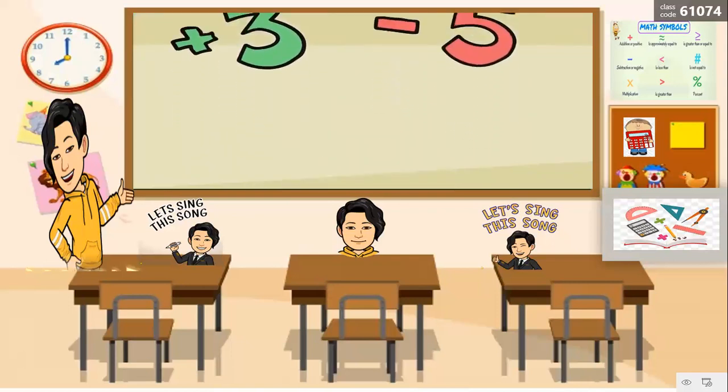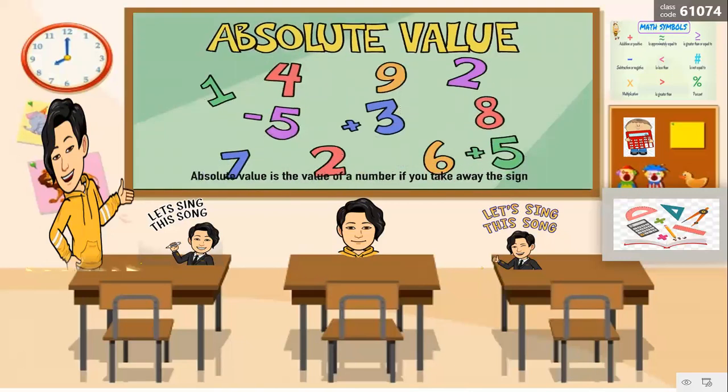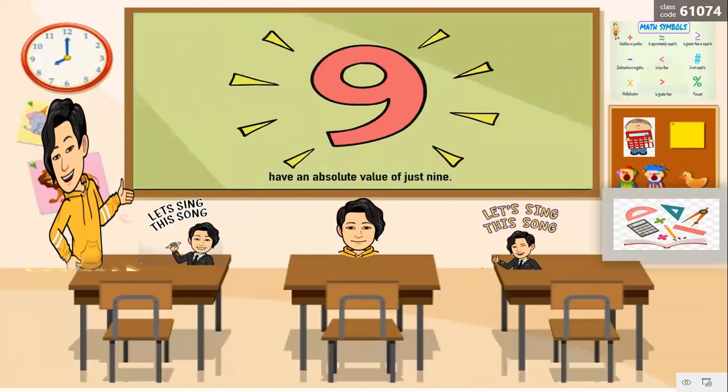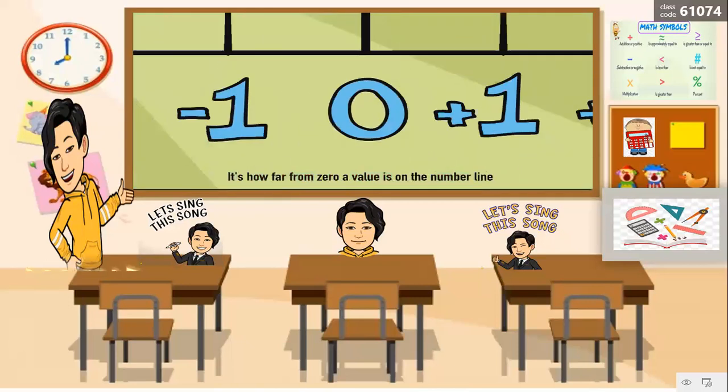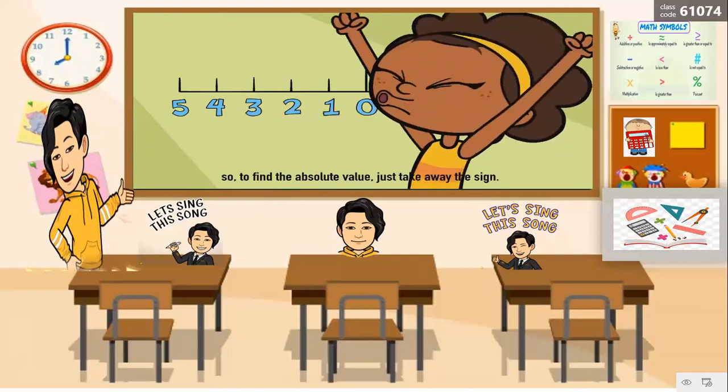Oh yeah. Absolute value is the value of the number if you took away the sign. For example, both 9 and -9 have an absolute value of just 9. It's how far from 0 a value is on the number line. So to find the absolute value, just take away the sign. Take it away! Woo!